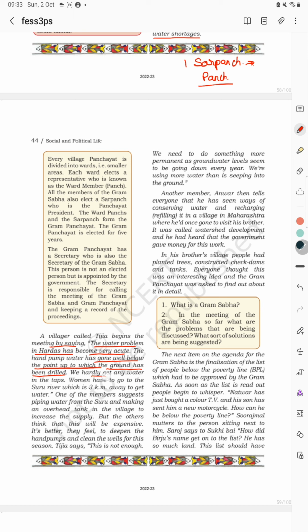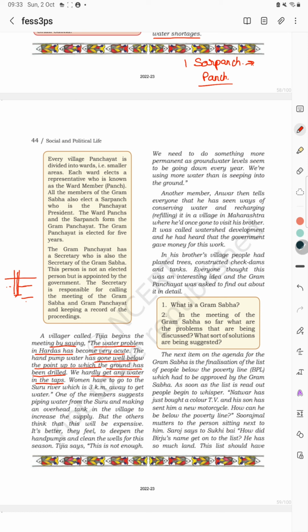We hardly get any water in the taps. Basically, if this is the ground level, this is the pump, this was the earlier water level. Now up to this point the hand pump is drilled. Now the water level has gone below this, so water is not coming through this pump. Okay, the water table has gone down basically.